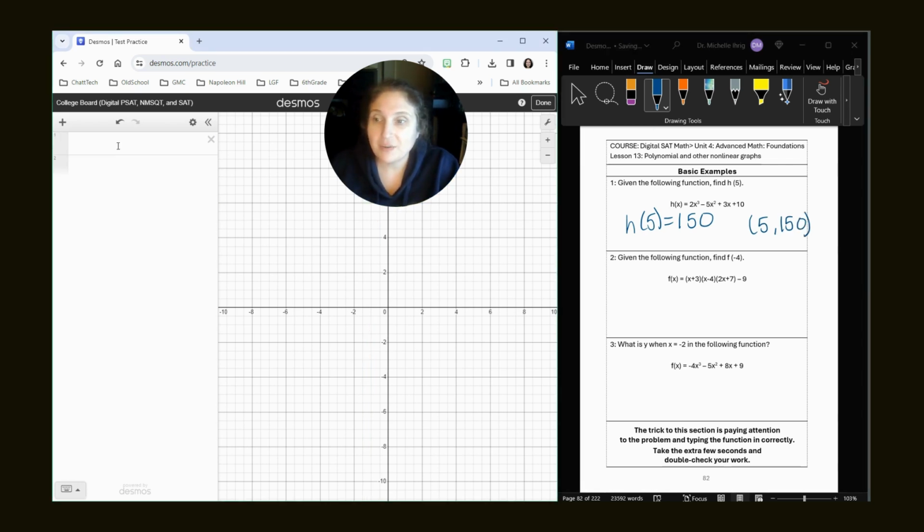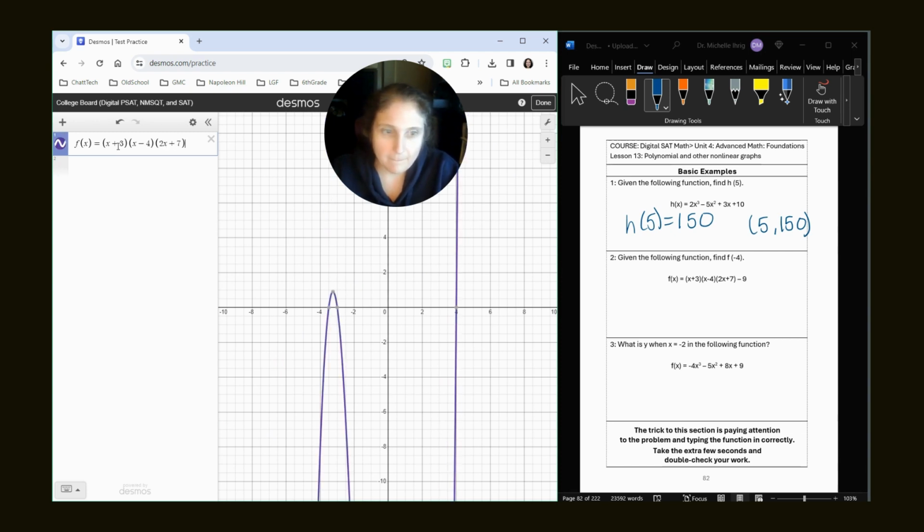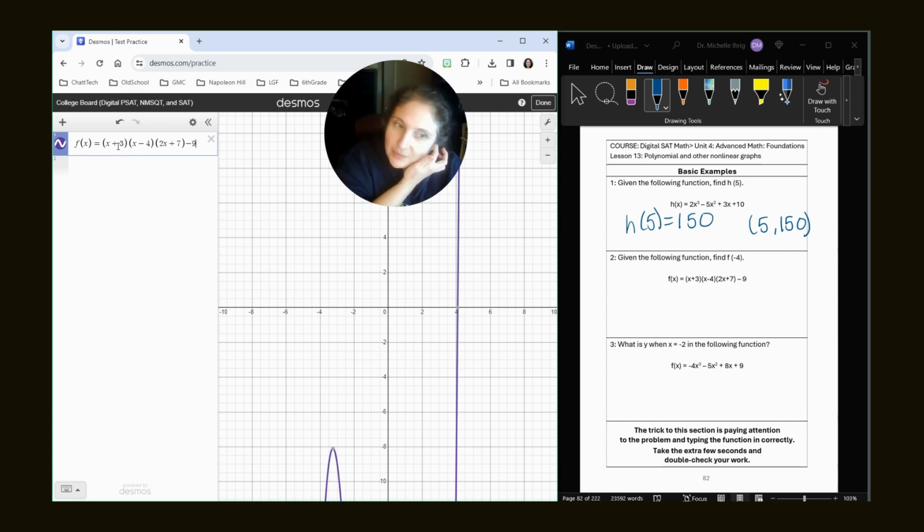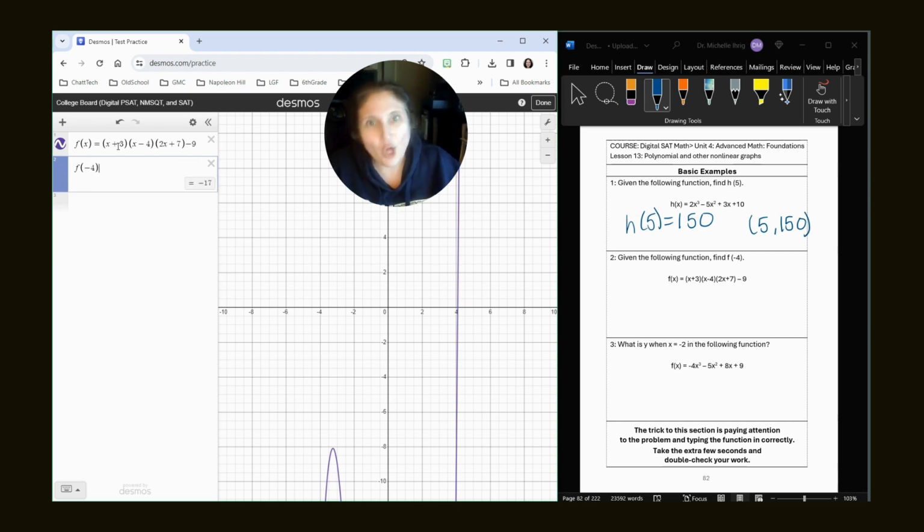Let's X these out. Really, we're not paying attention much to the graphs because we're just using the function feature. Don't type in spaces. Let me double check. x plus 3 minus 4, 2x plus 7 minus 9. Yep. And it wants f of -4. Hello. I know. Drop the microphone like President Obama.